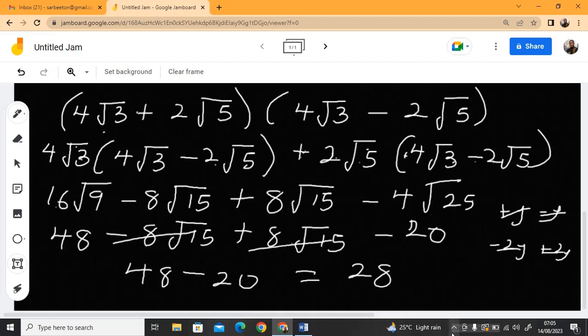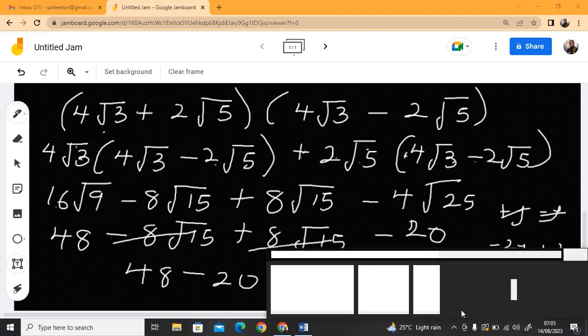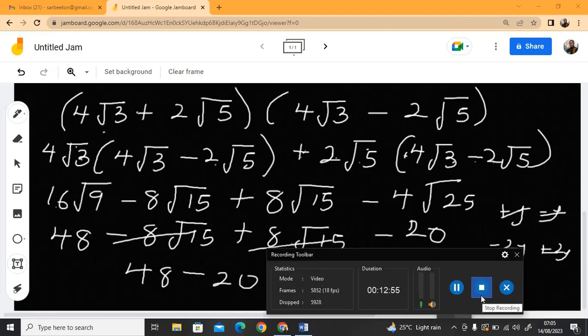So let's move on. We are going to move on to the next one. It's going to be on rationalization of surds, which students find difficult. I'm going to make it explanatory to you.